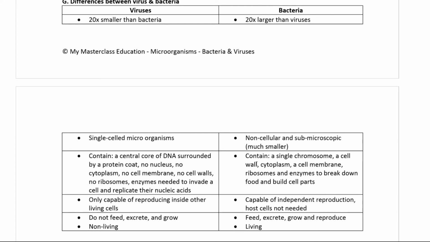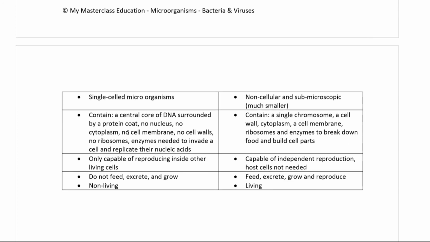You have got a cell wall. This cell wall is not made up of cellulose. Okay, unlike your plant cell, it's a different type of cell wall. Consists of the typical cytoplasm, cell membrane, ribosomes, and enzymes. So you can see for viruses, it does not contain any of these things, unlike the bacteria, which is why it requires a living host or a living human or animal, so that it can hijack, it can take over your own body's machinery to replicate.